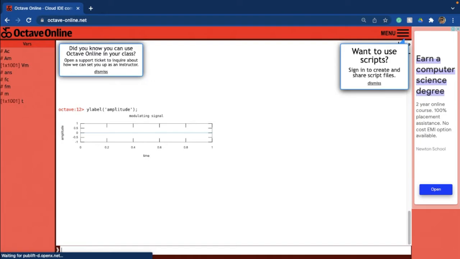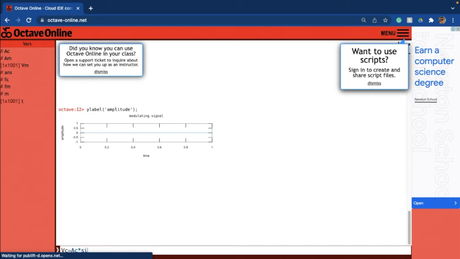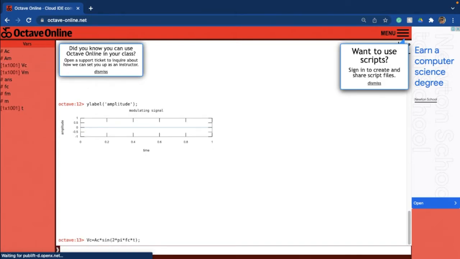Then you should define vc, the instantaneous value of the carrier, which is equal to the peak amplitude Ac into sine of omega t, 2 pi fc t. 2 pi fc is called omega, into t. That's complete. Similarly, you have to write down subplot, plot, xlabel, ylabel, titles, the same way.